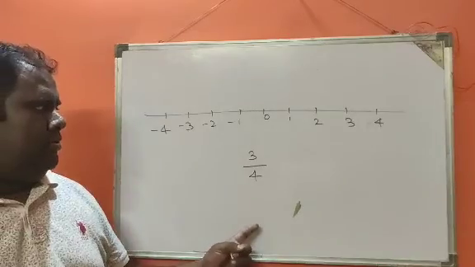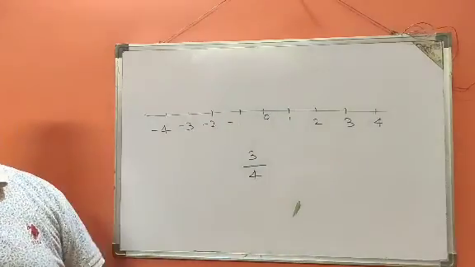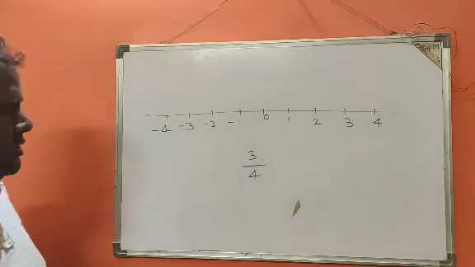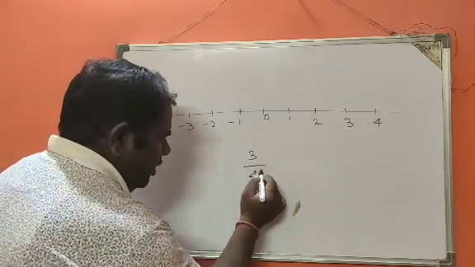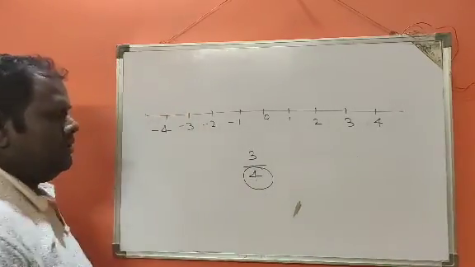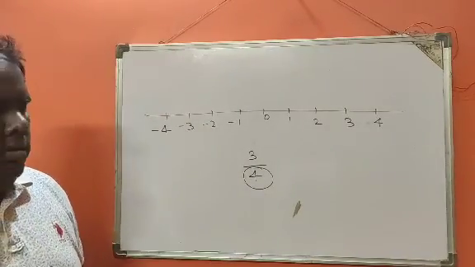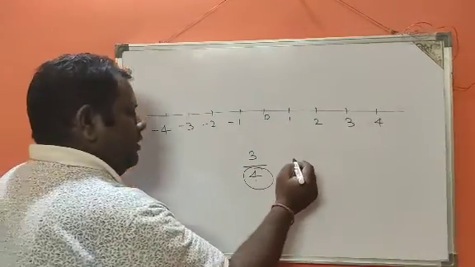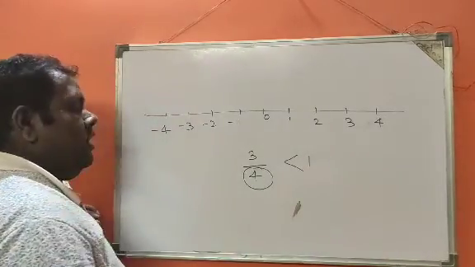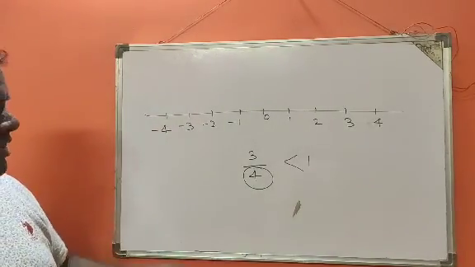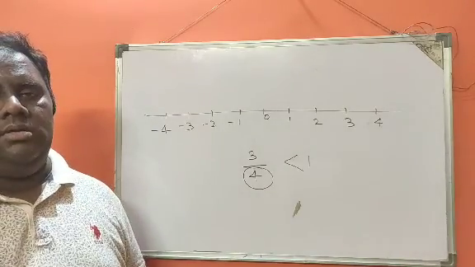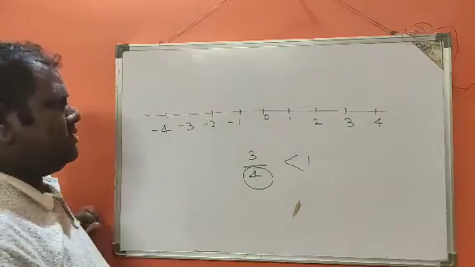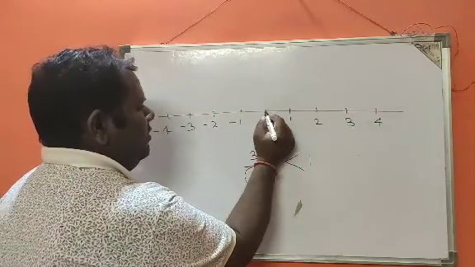And we have to locate this rational number on the number line. Then what to do? Look at this. This is 3 upon 4. Denominator is greater than numerator. If the denominator is greater than the numerator, then this number will always be less than 1, or you can say this is a proper fraction. So this number will always be in between 0 and 1.